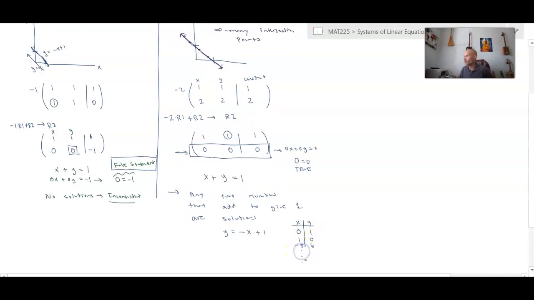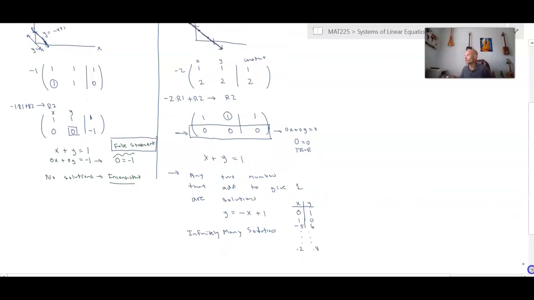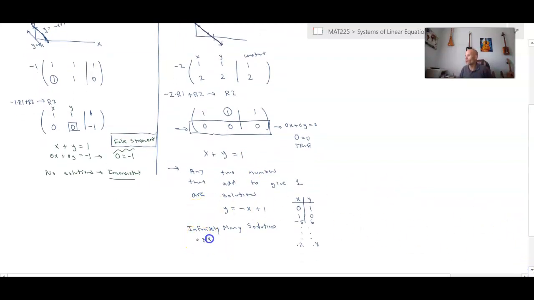So this list goes on, and I'll never run out of points. I can even use decimals in here, like let's say 0.2. If x is 0.2, then y will be 0.8, and 0.2 plus 0.8 is indeed 1. So here we have infinitely many solutions. And how do we know that? Well, there are two things. First of all, there are no false statements.